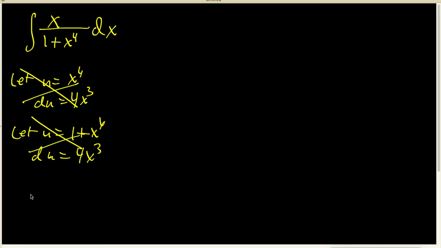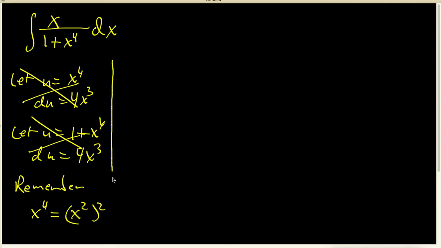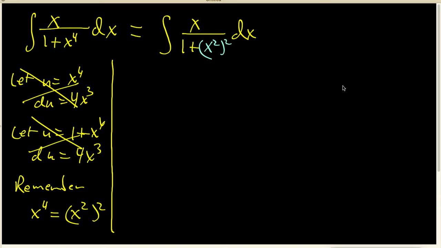The trick here is to realize that x to the 4th is nothing more than x squared squared. And if I use this fact, I can rewrite my integral as the integral of x over 1 plus x squared squared, and then I have, of course, the dx. Now I'm going to write my substitution over here since I'm out of room over here. At this point, I realize I've got a composition.